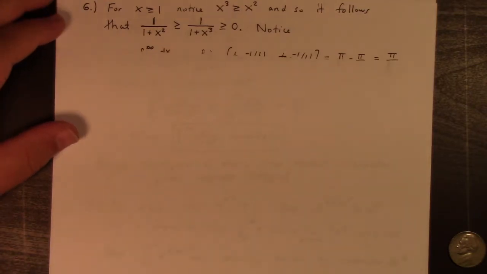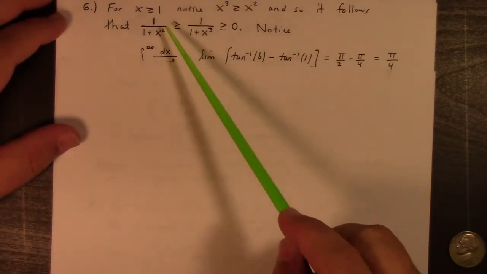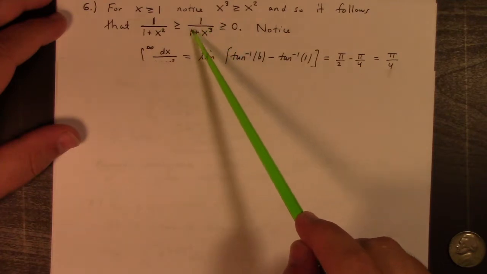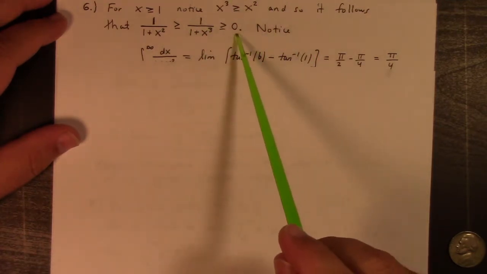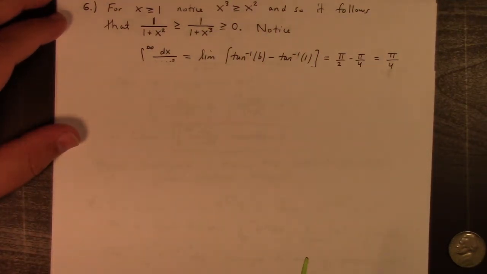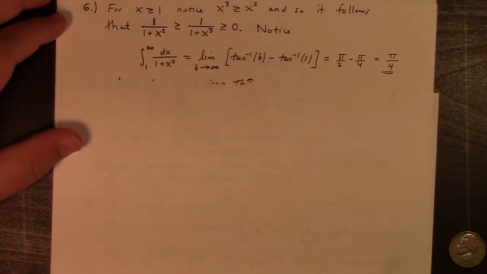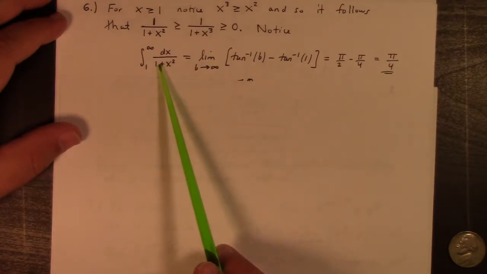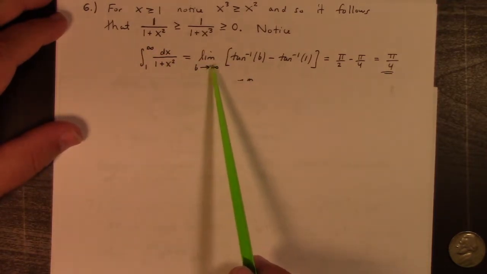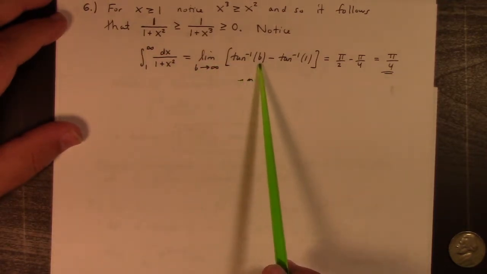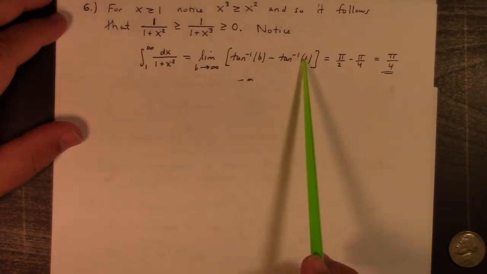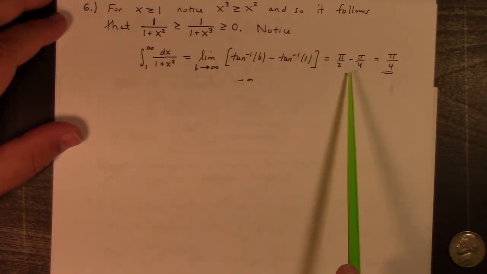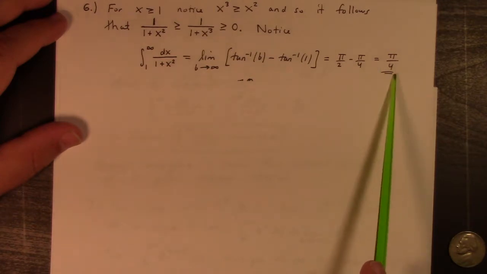All right. Anyway, continuing, we have this inequality: 1 over 1 plus x squared is greater than or equal to 1 over 1 plus x cubed, right? So consider this. The integral from 1 to infinity of 1 over 1 plus x squared, just very similar to an example we just did, works out to inverse tangent of something that goes to infinity minus inverse tangent of 1, which is pi over 4. So you get pi over 2 minus pi over 4, which is pi over 4.